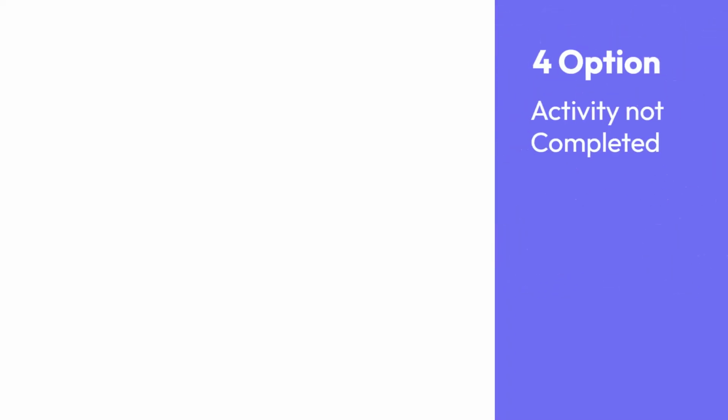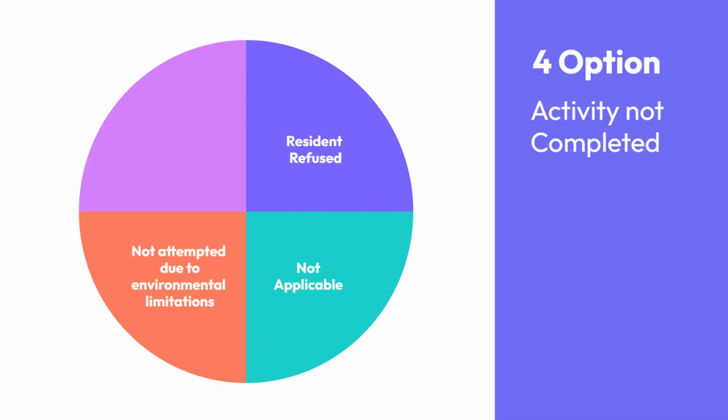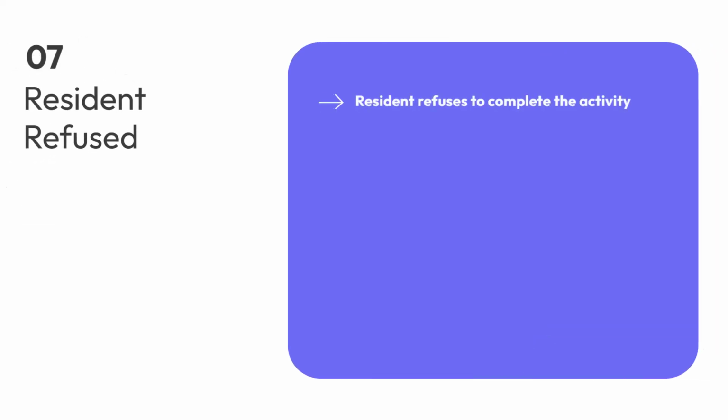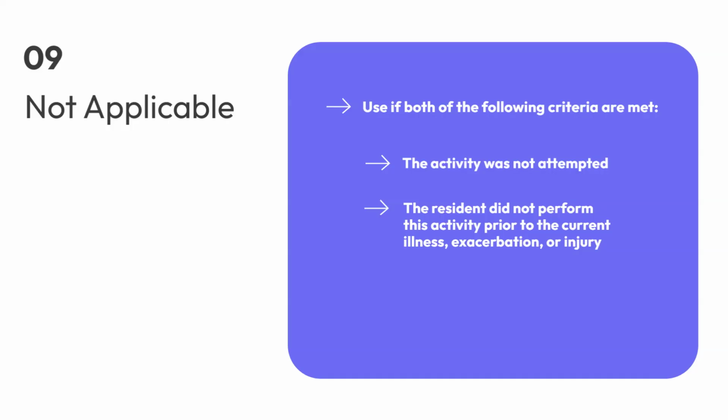In this part of our video, we'll now cover the 4 alternative options that are available when the activity was not completed. These will include resident refused, not applicable, not attempted due to environmental limitations, and not attempted due to medical condition or safety concerns. Beginning with 7, resident refused, should be selected for every time a resident refuses to complete the activity. Next, Code 9, not applicable, will only be used if both of the following criteria are met: the activity was not attempted and the resident did not perform this activity prior to the current illness, exacerbation, or injury.